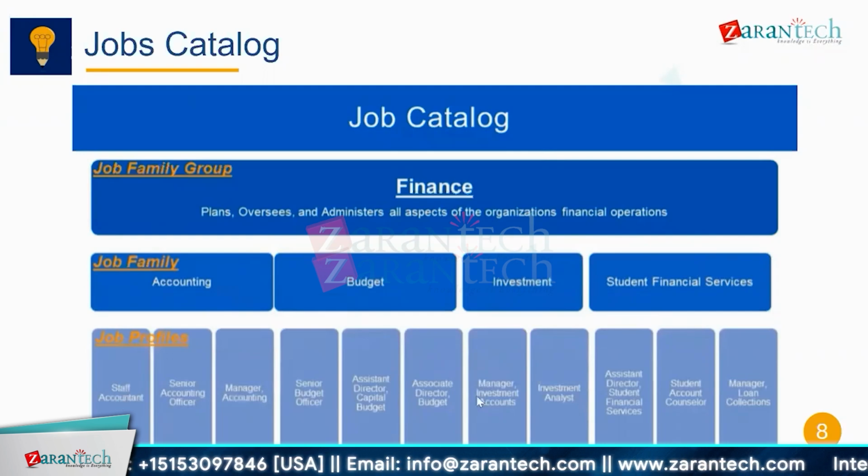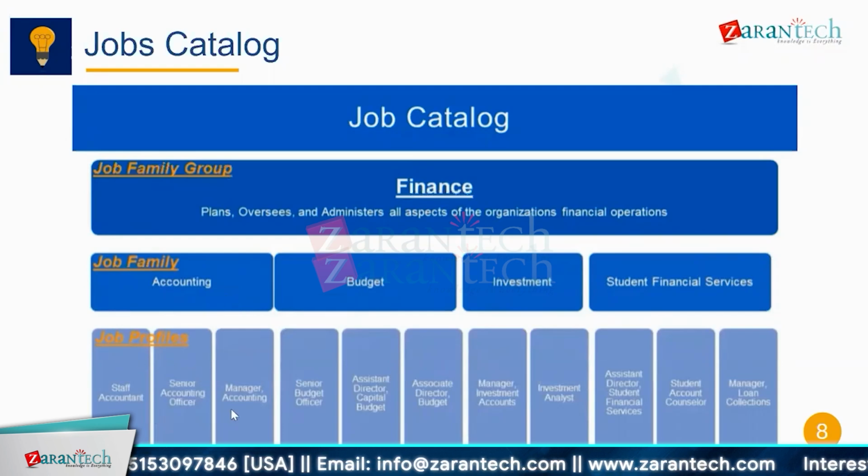You have all these different types of profiles, right? You have staff accountant, senior accounting officer, manager accounting. So it's all the different functions that are part of the big group of the finance job family group. So all these different profiles. And then over here, as you can see, there's an accounting, budget, investment. So key areas of this finance group that people probably need specific kind of characteristics, qualifications, part of it.